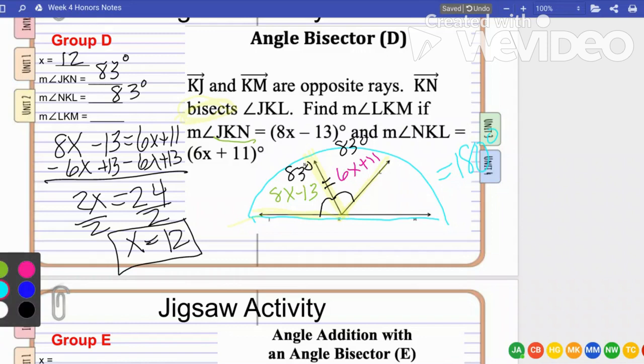And because we have a straight angle here, all three of those angles added together have to equal 180 degrees. So 83 plus 83 is 166. So right here, this is 166 degrees. Subtract that from 180, and we get 14. So this angle right here has to be 14 degrees.